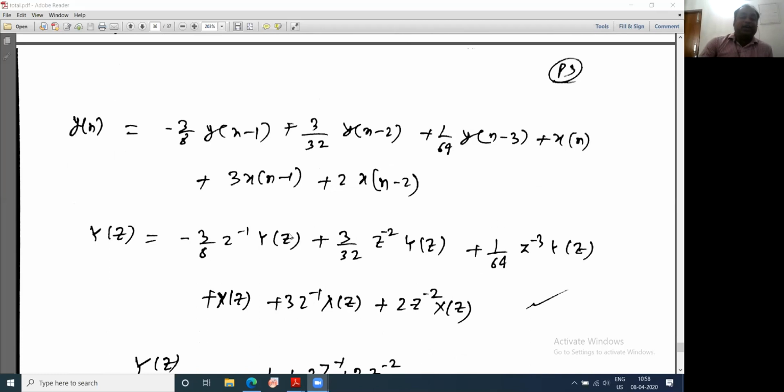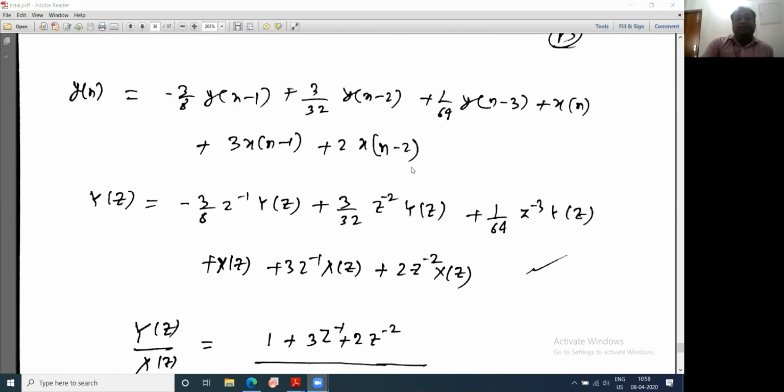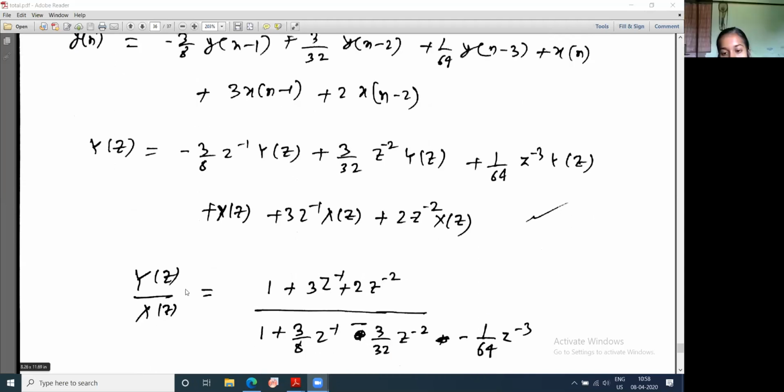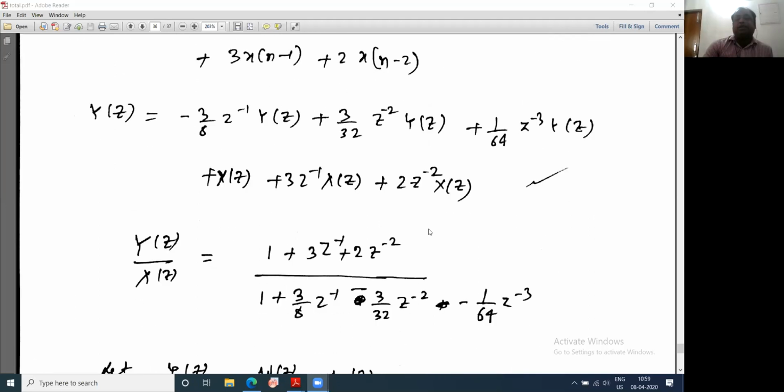Now see, suppose y(n) is equal to this. So Y(z) equals minus 3/8 z^-1 Y(z), plus 3/32 z^-2 Y(z), plus 1/64 z^-3 Y(z), and then you have x(n): X(z), plus 3x(n-1): 3z^-1 X(z), plus 2z^-2 X(z). Then you can find Y(z) by X(z).